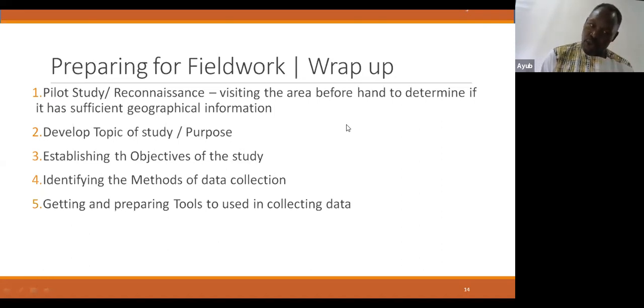So during preparation, you have a pilot study or survey, where you go around quickly to get basic information. You identify the topic. Number 2, you establish the objectives of the study. You identify how you are going to collect the information and what you are going to use to collect that information, the tools.